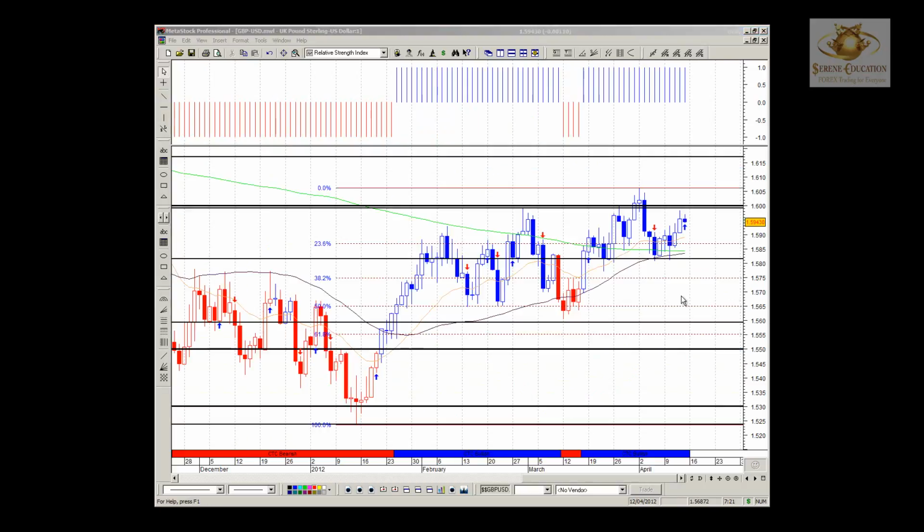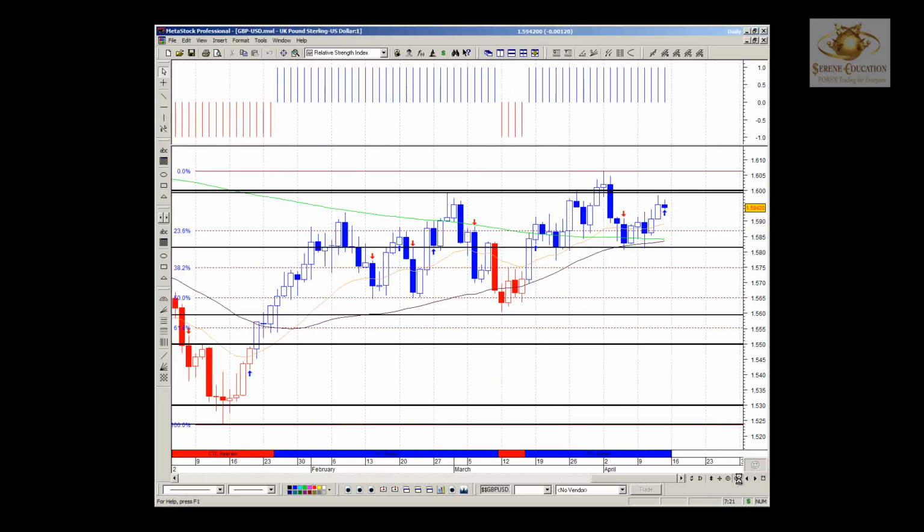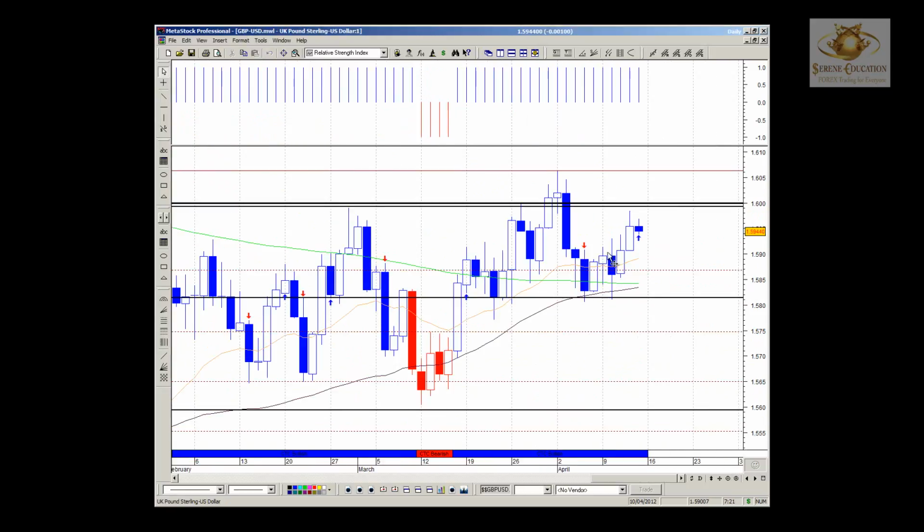On to sterling, let's have a look at the daily. You can quite clearly see yesterday also moving higher after the support chart. A lot of consolidation above the institution moving average, above this prior fib retracement area at 1585, and sure enough we've seen price moving higher. Nice bullish engulfing of this candle here.